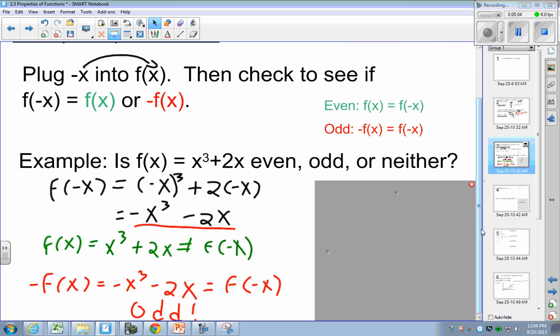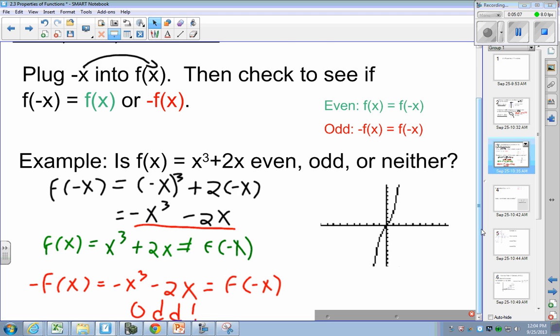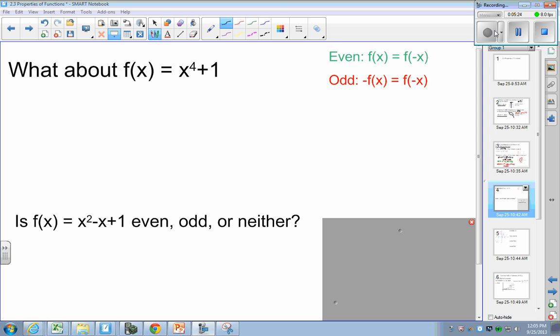Okay, now let's look at it graphically. So here you can see it's oriented about the origin, in that if you flipped it 180 degrees, it'd look like the exact same thing. So therefore, f of x is odd. Now let's look at these examples. So how do we show that x to the fourth plus 1 is an odd or even function? All right, so first thing we do, what is f of negative x? So we throw in a negative x for every x.